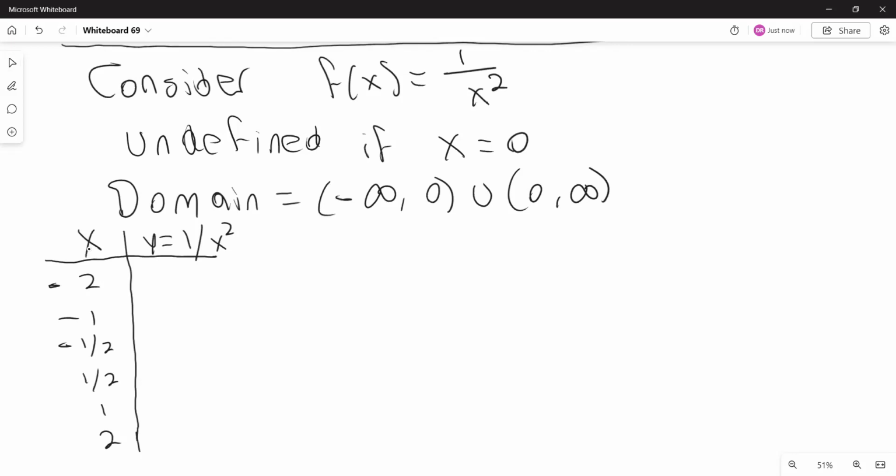Let's start with 1. 1 over 1 squared is 1. Negative 1 squared is 1. So 1 over negative 1 squared is also 1. 2 squared is 4. 1 over 2 squared is 1/4. And 1 over negative 2 squared is also 1/4. 1/2 squared is 1/4. 1 over 1/4 is 4. And 1 over negative 1/2 squared is also going to be 4.